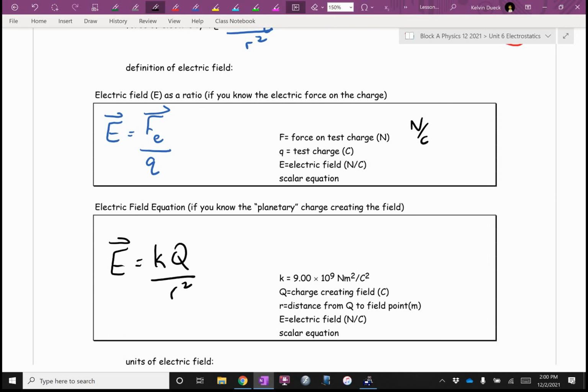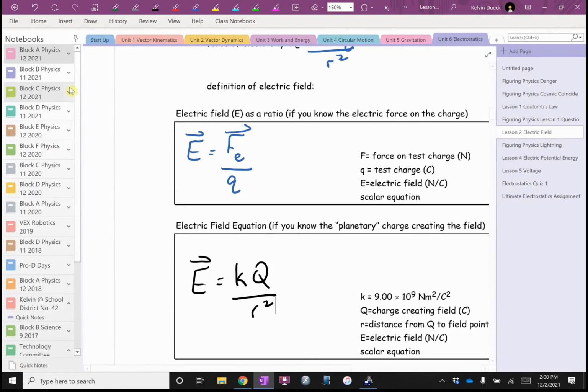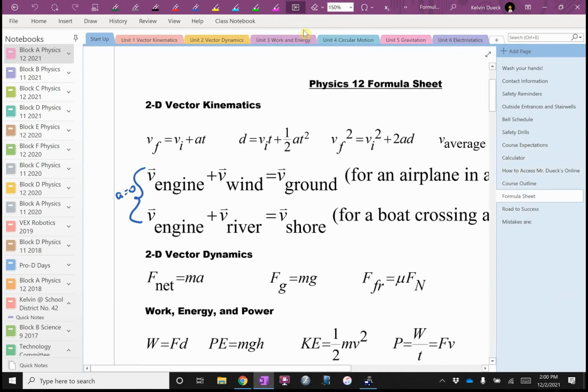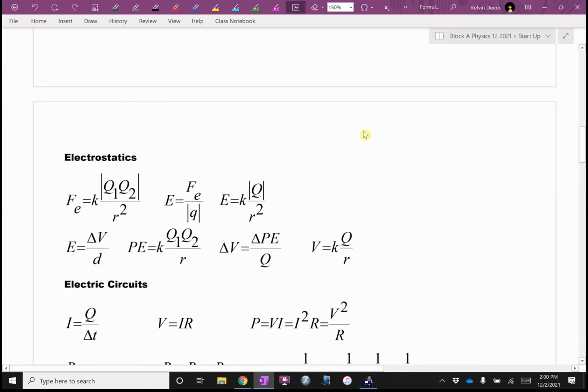Here's the problem we're going to run into. Look at your formula sheet. In this unit, one of the big problems is that everything looks alike. Let me show you what I mean. Here's electric force, kQ1Q2 over R squared. Here's electric field, kQ over R squared. Here's potential energy, kQ1Q2 over R. Here's voltage, kQ over R.